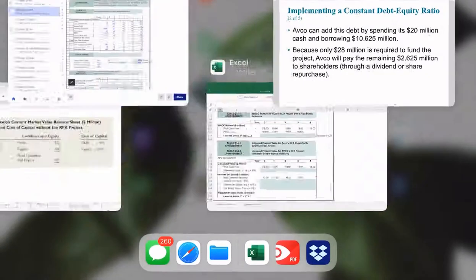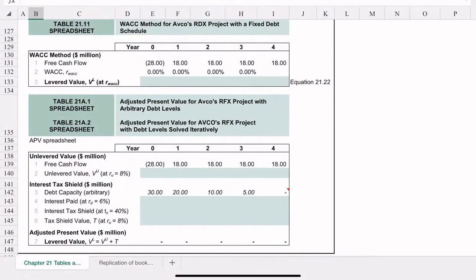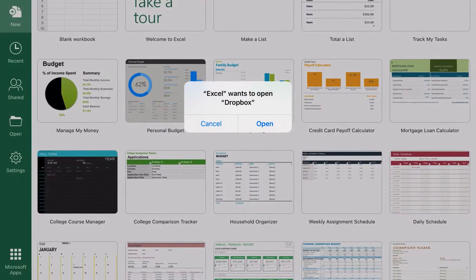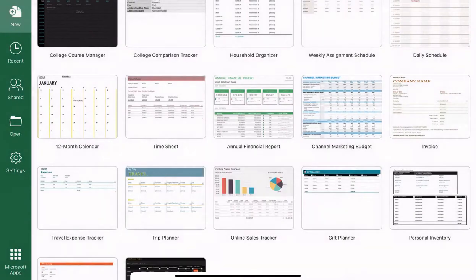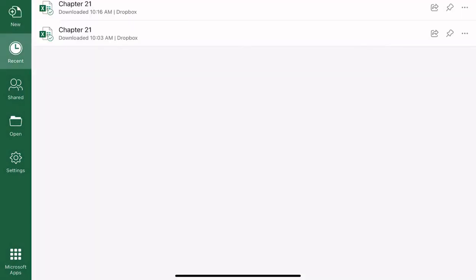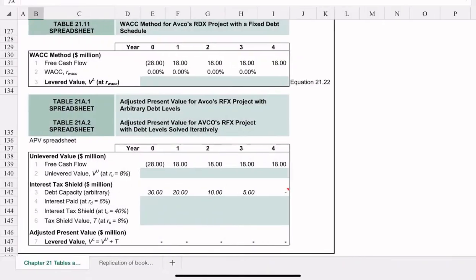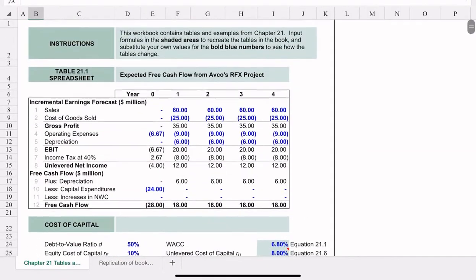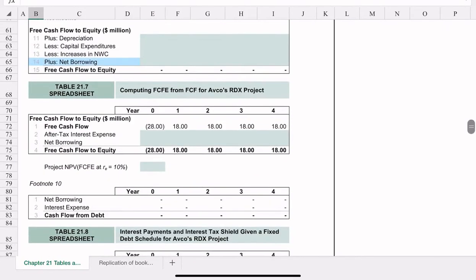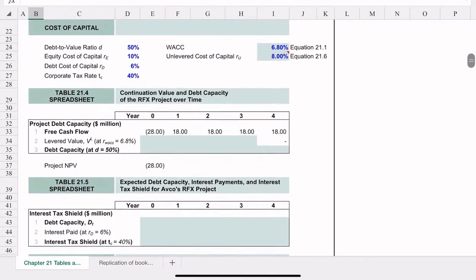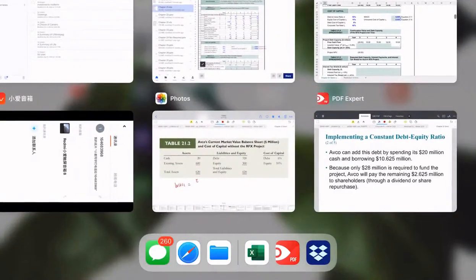Maybe this would be easier if we look at this firm's balance sheet. Okay, I don't really know how to use Excel on an iPad. Okay, let me see. Where's the file? Great. So do we have the balance sheet here? Sorry guys. We don't have the balance sheet.